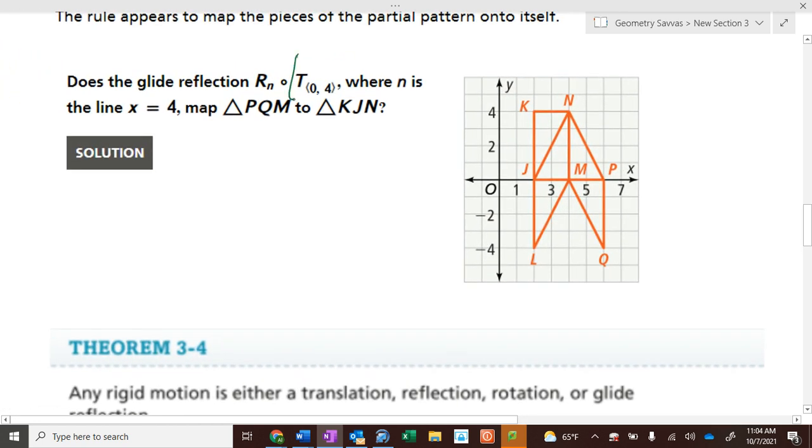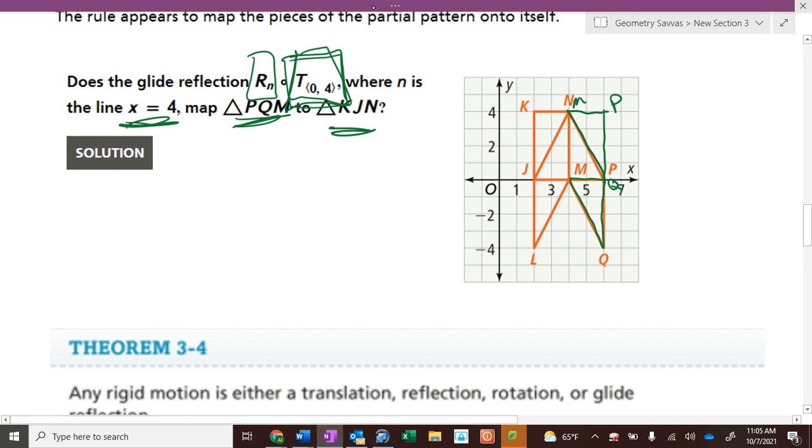Now, if we translate PQM up 4 and then reflect it across the line N, where it's x equals 4, do we get KJN? Well, let's see. The first thing we're going to do is translate it up 4. So PQM, which is right here, we're going to translate up 4: 1, 2, 3, 4. That's PQM.